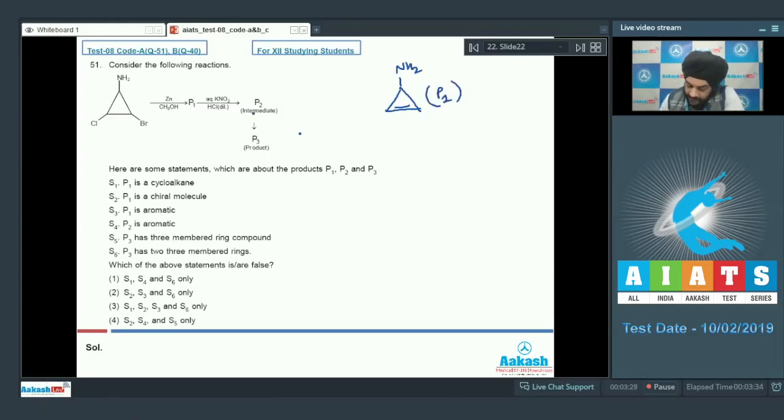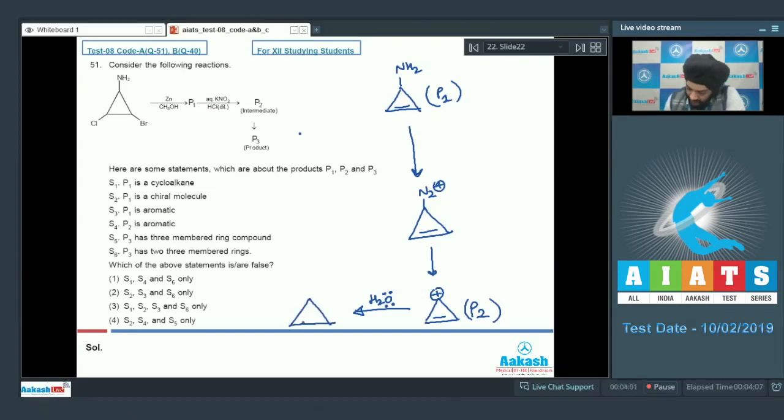Now it is allowed to react with aqueous KNO2 in presence of HCl. It will cause diazotization, and we are going to have the formation of N2+, which will then leave, leading to the formation of this intermediate. So this is the P2 intermediate which is mentioned to us by the examiner in the question, and this will further react with the water molecule present in the system to give us the alcohol. Okay, so this is the final product, which is P3.